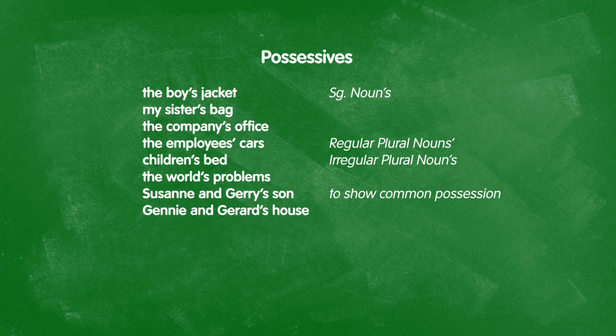Now, if you have two or more people or things that own something, for example, Suzanne and Jerry's son. In this example, the son belongs to both Suzanne and Jerry. However, we only made Jerry possessive because he is the last noun in the series. It's the same as if we're talking about Jenny and Gerald's house. Here, the house belongs to both Jenny and Gerald. However, we only made Gerald possessive. Now, I could switch the order and say Gerald and Jenny's house. It's only the last noun in the series.